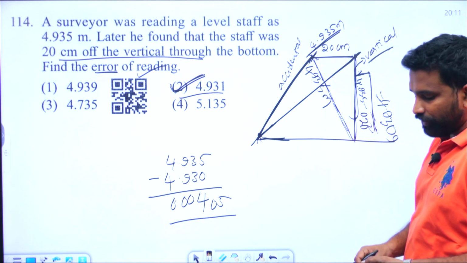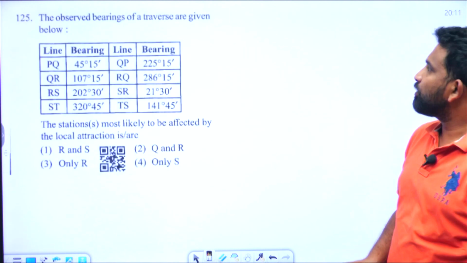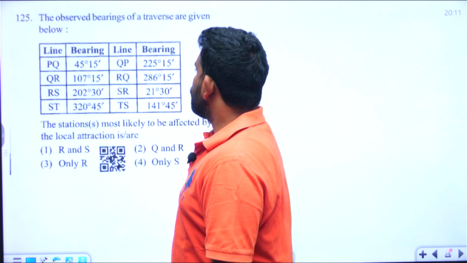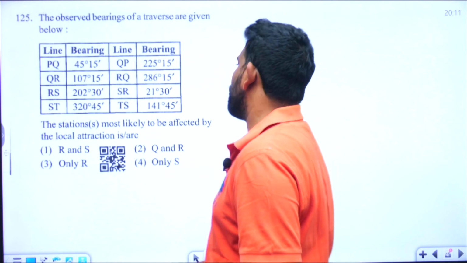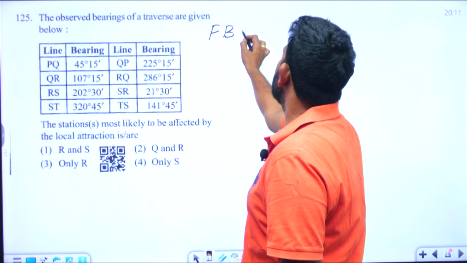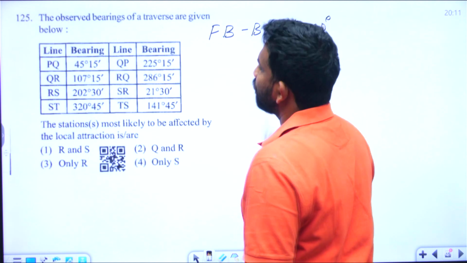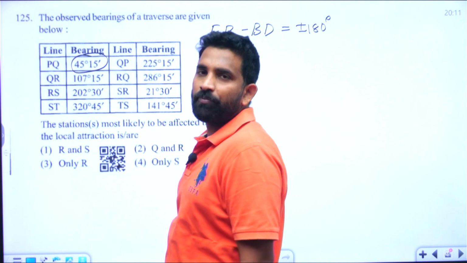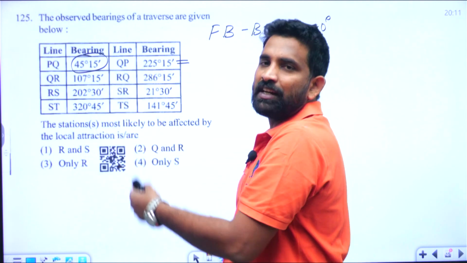If you see the next question here, the observed bearings of the traverse were given. So PQ bearing was given, QR bearing was given, RQ bearing, RS bearing, SR bearing, and TS. We do know that the fore bearing and back bearing difference of a particular line will be equal to plus or minus 180 degrees. Now let us check the difference here to justify whether it is 180 or not.